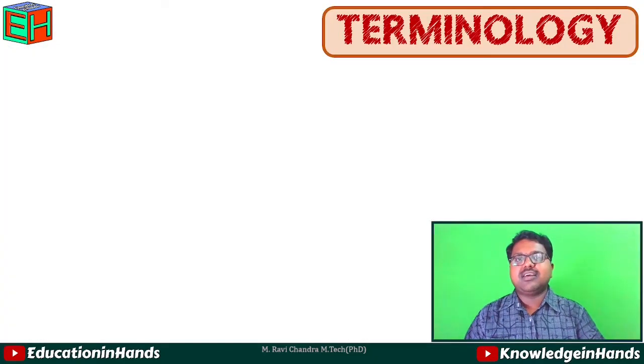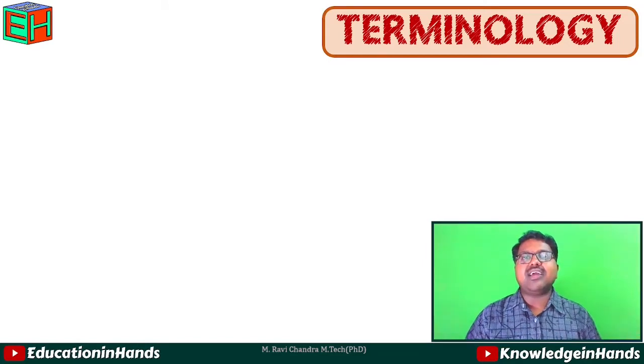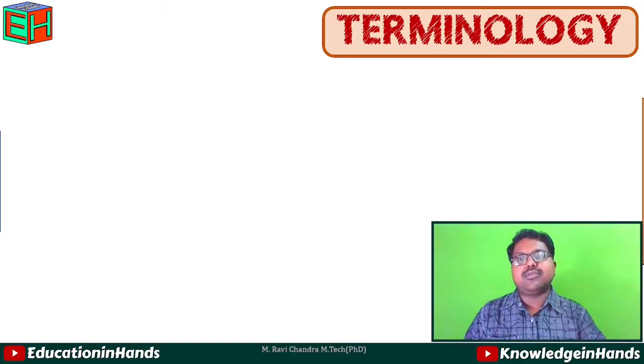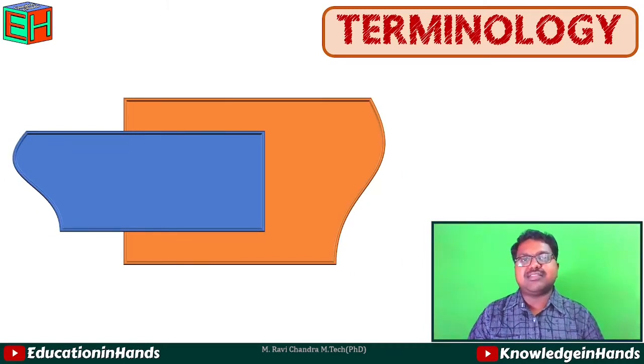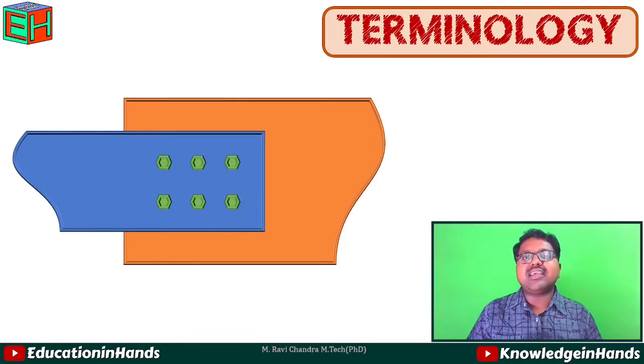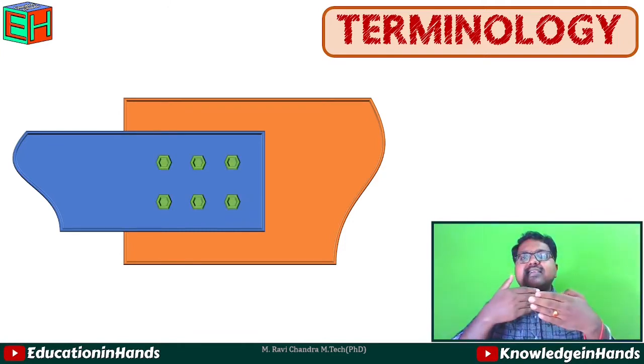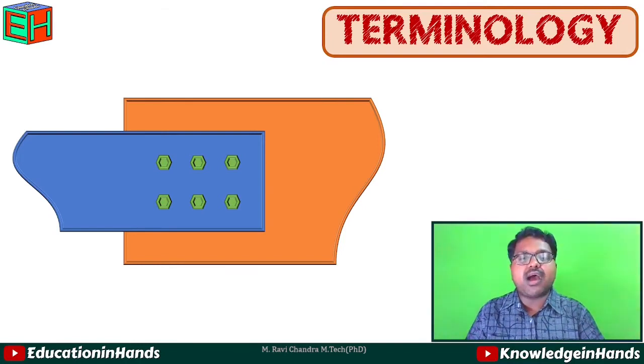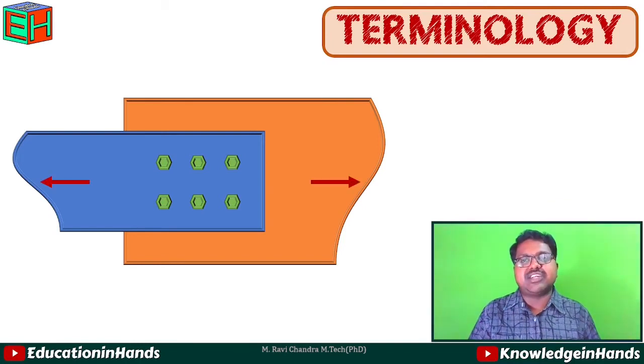So first, whenever we are going to talk about terminology, I am considering two plates that need to be connected. I am considering two steel plates which are going to be connected like this with some bolted connections. If we see here, two plates are connected together with some bolts. So this is a simple connection and load is applied on the two plates in this direction.